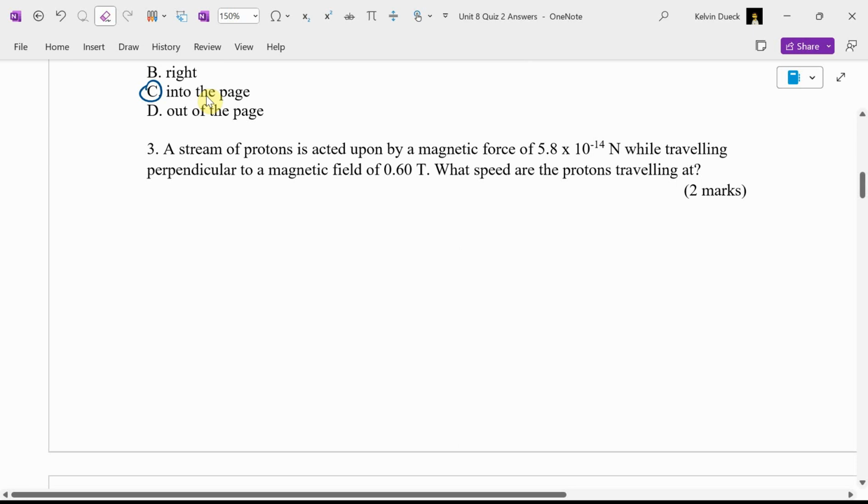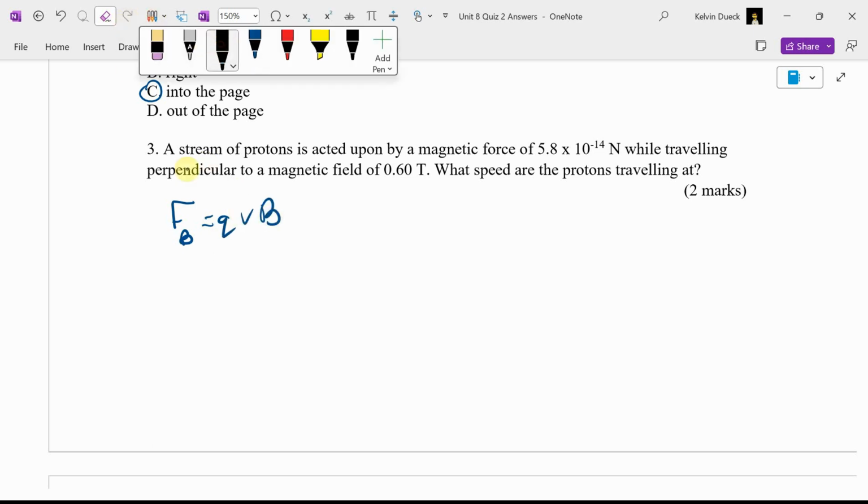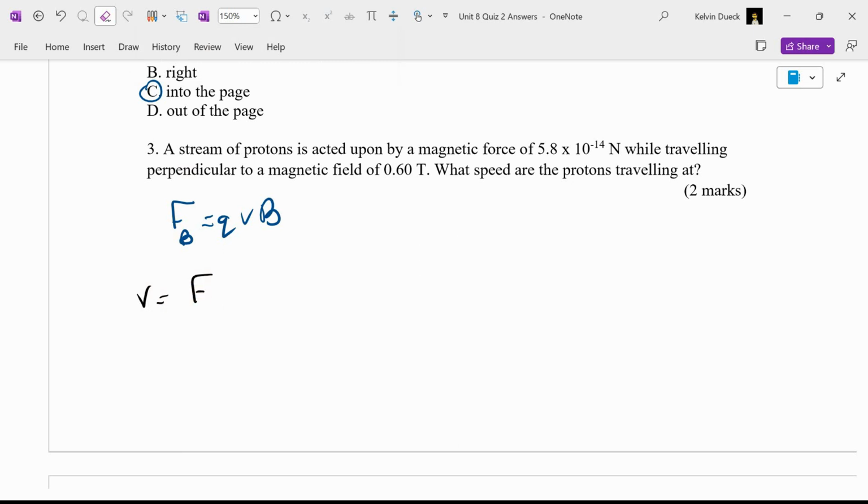Number three, a stream of protons. Okay, they've given me a magnetic field. I'm going to use F = QVB, and I guess they want me to get the V by itself. That's going to be the magnetic force.